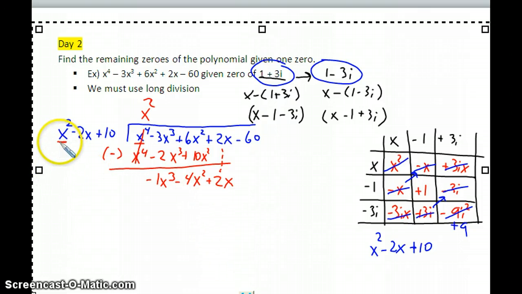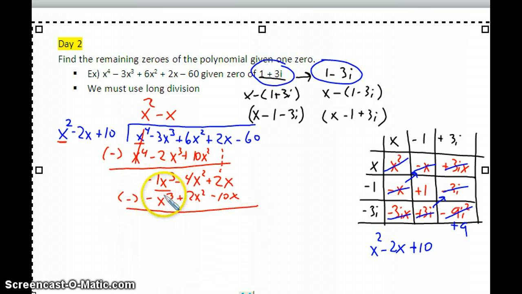What do you have to multiply x squared by to get a negative 1x to the 3rd? That would just be a negative x. So multiplying all of these by negative x, you're going to get negative x to the 3rd, positive 2x squared, and negative 10x. Again, we're subtracting. These will cancel out. This will end up being negative 4 minus 2, so negative 6x squared. And this will be 2 minus negative 10, which is like adding, so it'd be positive 12x.